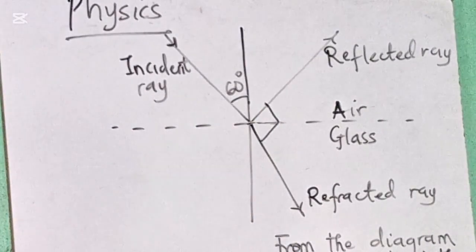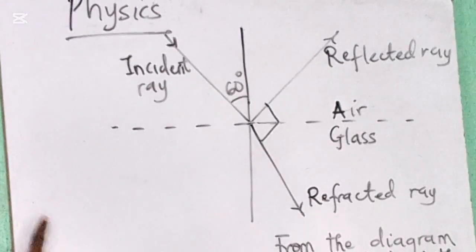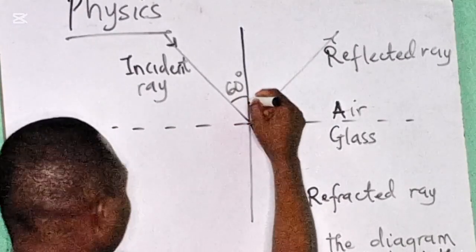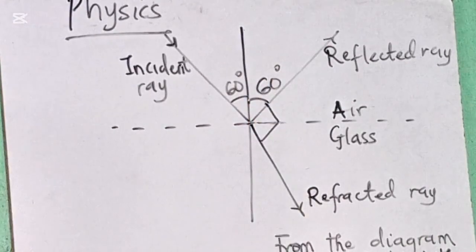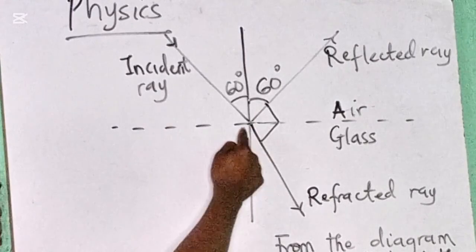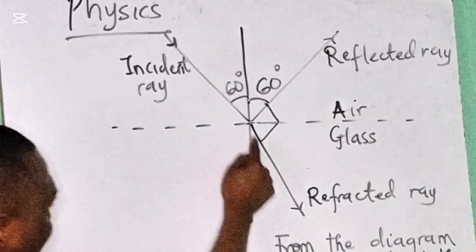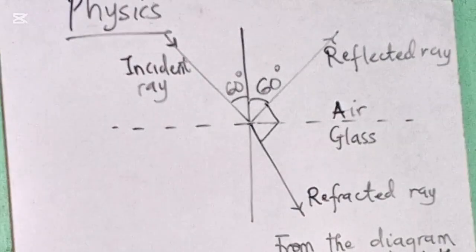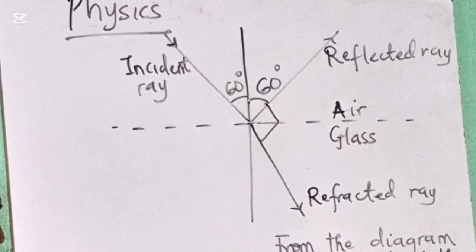Now 60 degrees here is the angle of incidence. One of the laws of reflection states that the angle of incidence is equal to the angle of reflection. So if 60 degrees is the angle of incidence, then the angle of reflection is also 60 degrees. Now we are told that the angle of 90 degrees is between the reflected ray and the refracted ray. Based on what we have now, how do we go about getting the refractive index of the glass?